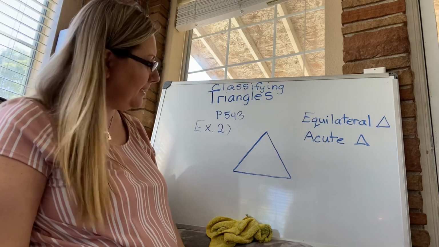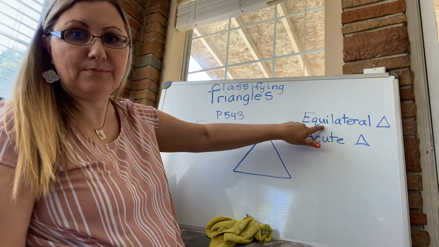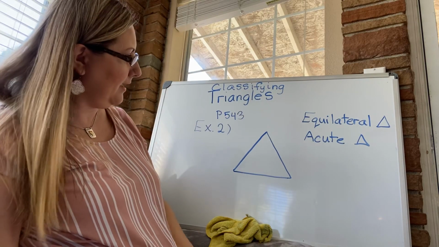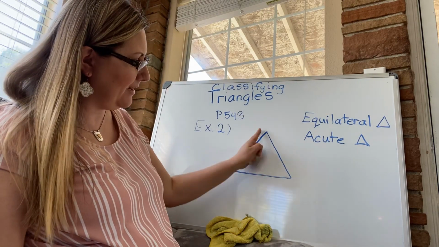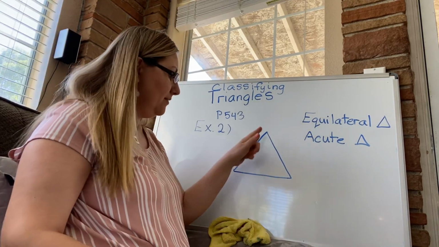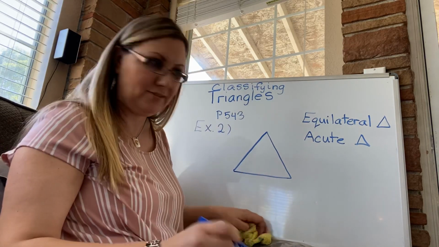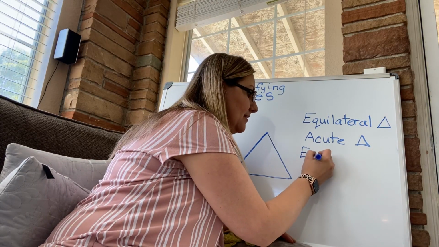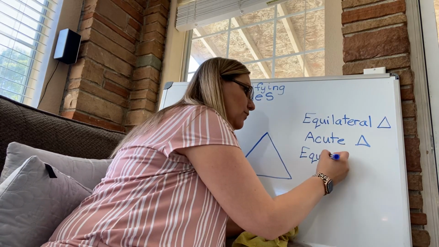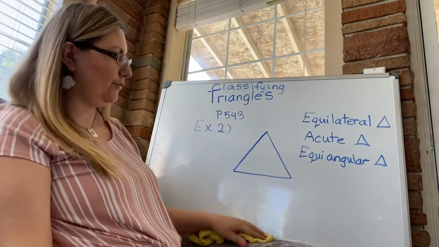And then let's see, could we use the word equa, but without the word lateral? Could we say equiangular? Okay, it looks like if I drew all my sides perfectly the same length, like I was trying, and all of the sides are the same length, then it would appear that all of the angles are the same. So we could also call this an equiangular triangle. Okay, so that's a third way already.